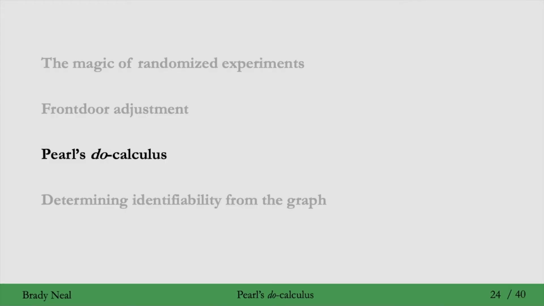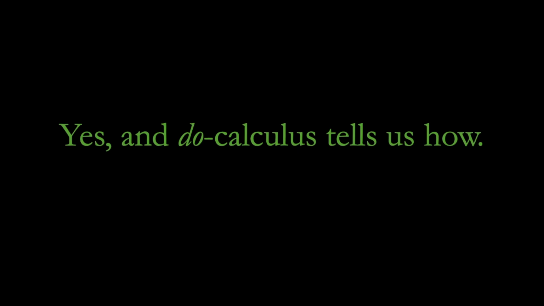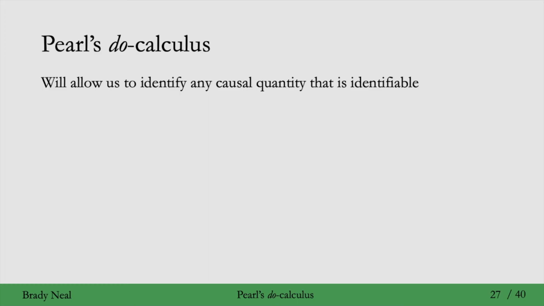We just saw the front door adjustment, which helps us identify causal effects when we can't use the backdoor adjustment. And we'll now move on to Pearl's do calculus. So here's an important question. Can we identify the causal effect if neither the backdoor criterion nor the front door criterion is satisfied? The answer is yes, and do calculus tells us how. Using Pearl's do calculus, we'll be able to identify any causal quantity that is identifiable, keeping in mind that not all causal quantities are identifiable.